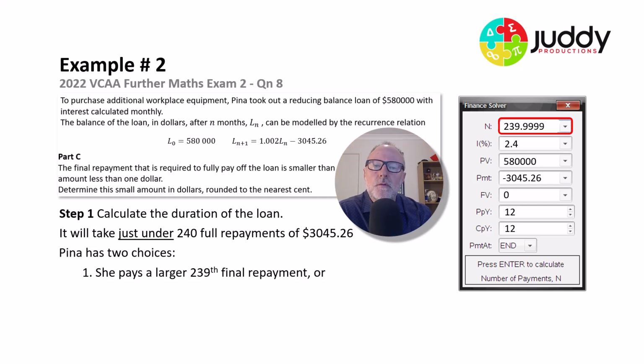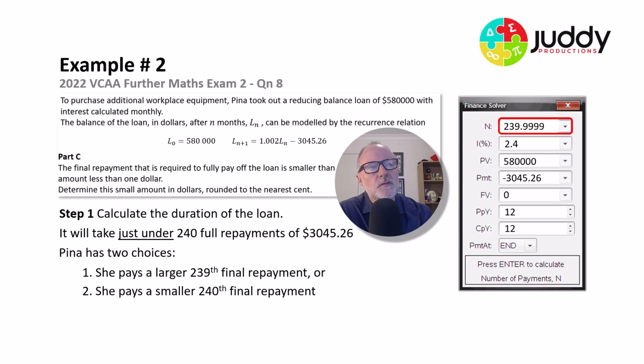At the end of the 239th payment, Pina's loan has not been paid off in full, and so she has to pay additional. So if she were to try and finish this in the 239th payment, it would be a payment of $3,045.26 plus additional monies to pay it off. Alternatively, she could push it into the 240th final payment.